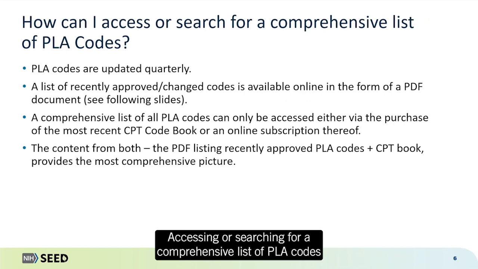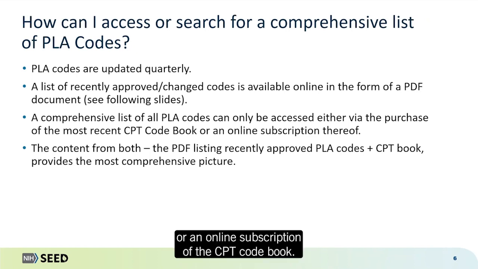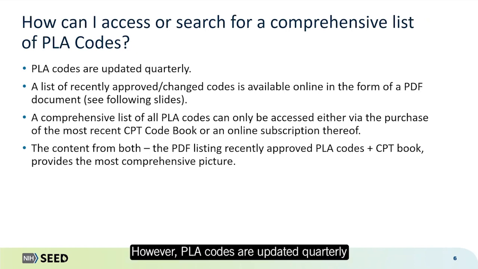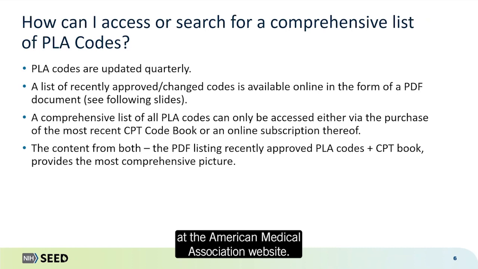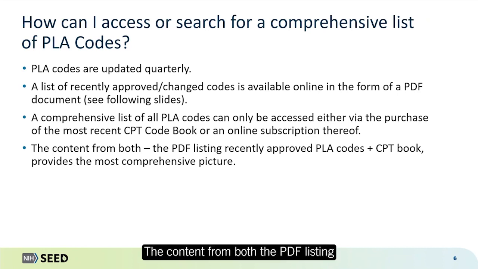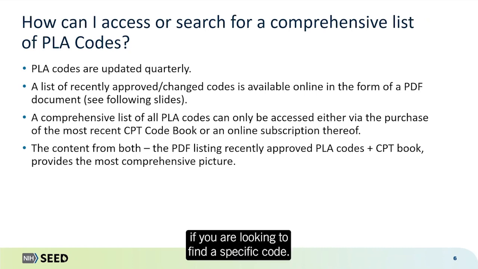Accessing or searching for a comprehensive list of PLA codes is best done via the purchase of a CPT code book or an online subscription of the CPT code book. However, PLA codes are updated quarterly, and a list of the most recently approved or changed codes is available online in the form of a PDF document at the American Medical Association website. The content from both the PDF listing and recently approved PLA codes really should be researched if you are looking to find a specific code.